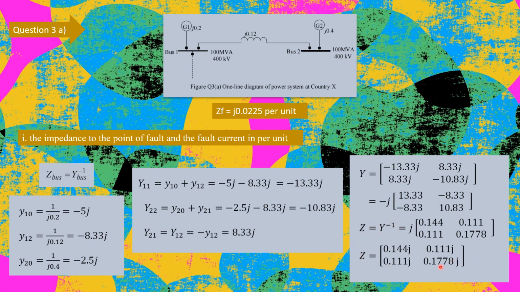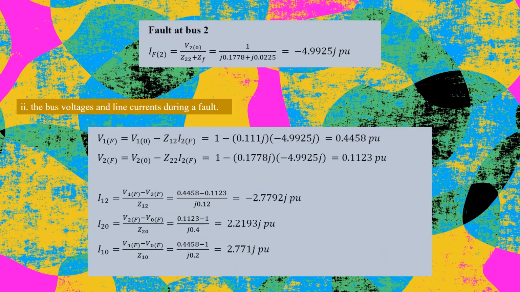So now that we have calculated the impedance to the point of fault, we have to calculate the fault current at the point of fault as well. Since the fault occurs at bus 2, we need to find the fault current at bus 2. This is the formula, and by formulating it, we will get an answer of negative j4.9925 per unit.